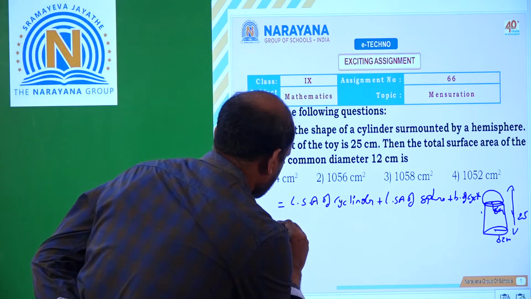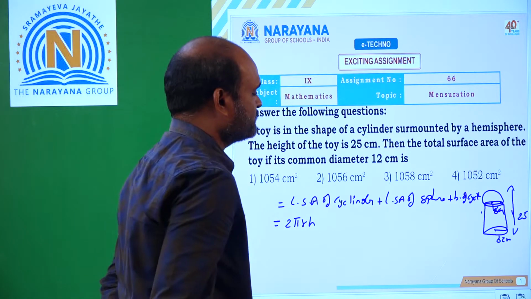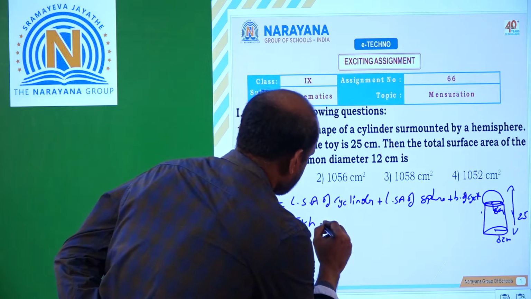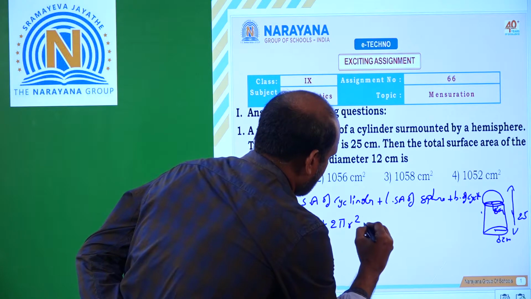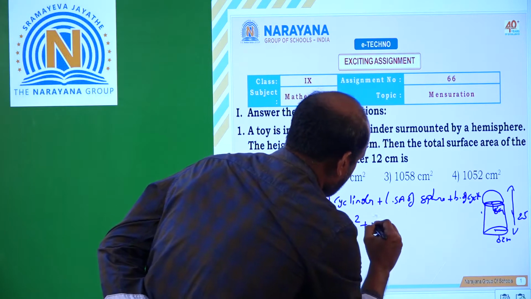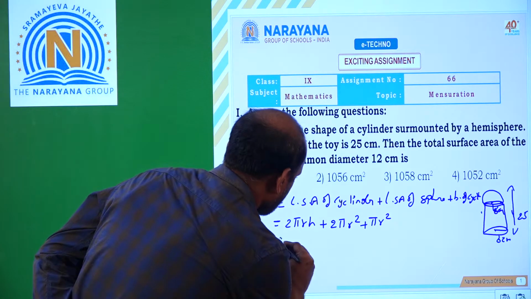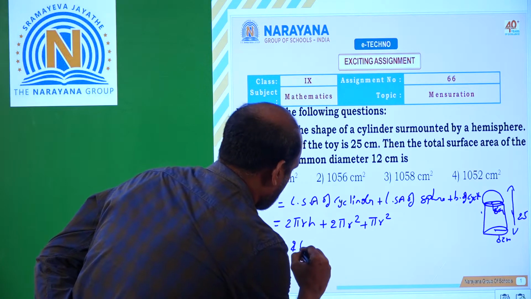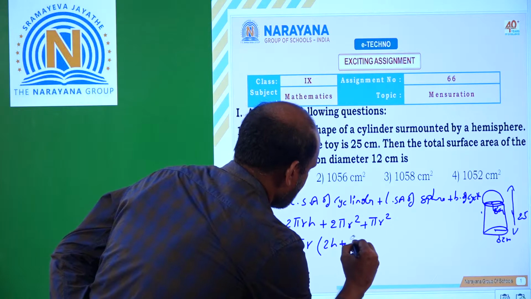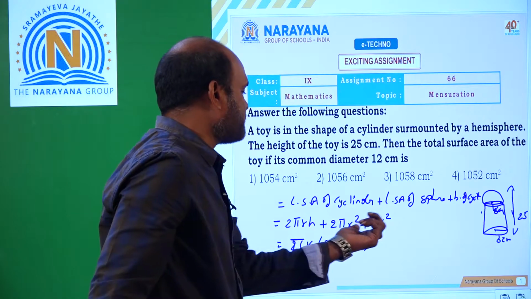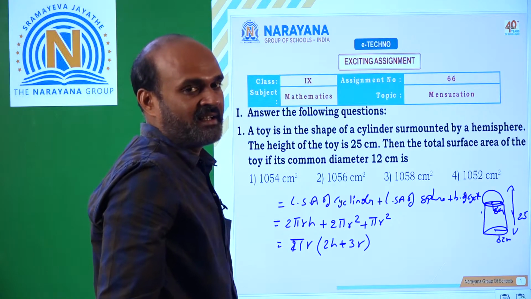So lateral surface area of a cylinder is 2 pi r h, plus lateral surface area of hemisphere 2 pi r square, plus base area of the cylinder pi r square. Now I will take pi r common. Here it is 2h plus here it is 3r. 2 pi r square plus pi r square is 3 pi r square. In that 3 pi r square, pi r I take common, remaining is 3r.